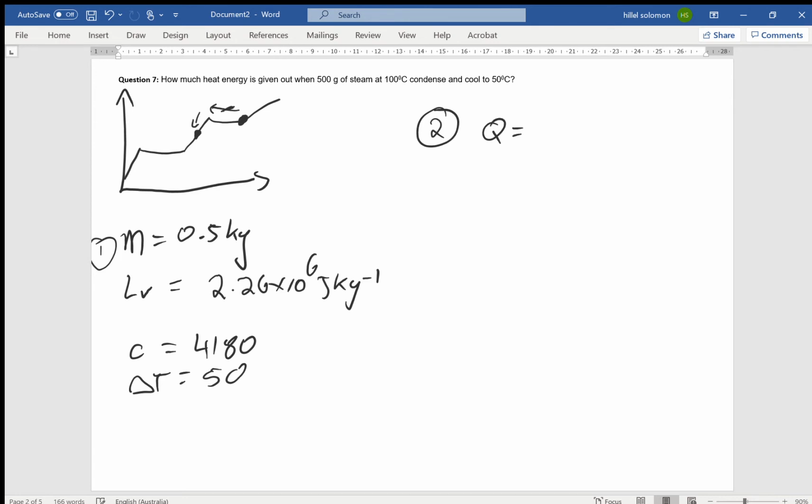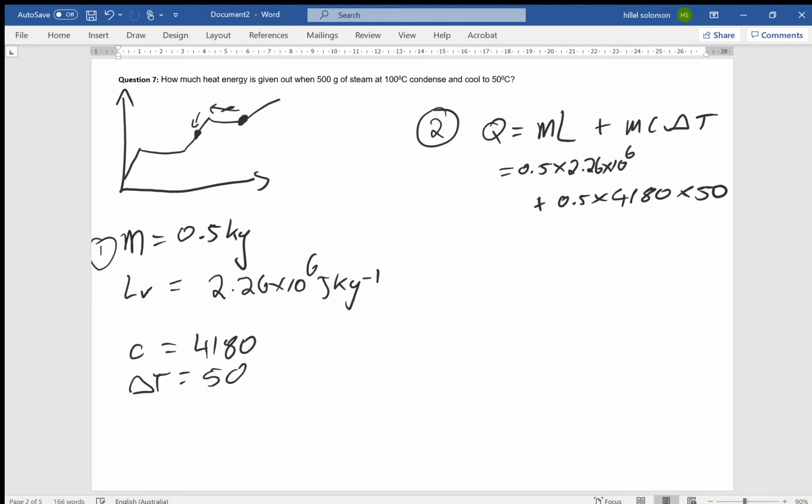So the total Q is going to equal, first we need to condense the steam. So that's ml. Then we need to cool that water down from 100 to 50. So that is mc delta T. Let's put in our values. Q equals 0.5 times 2.26 times 10 to the 6 plus 0.5 times 4180 times 50.